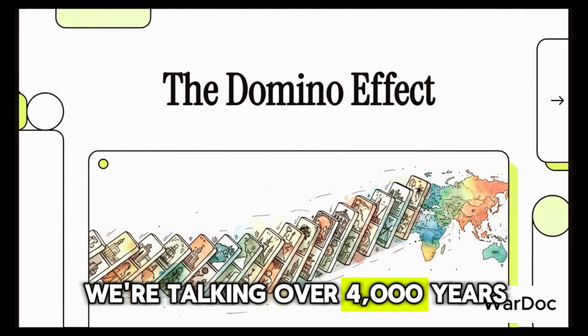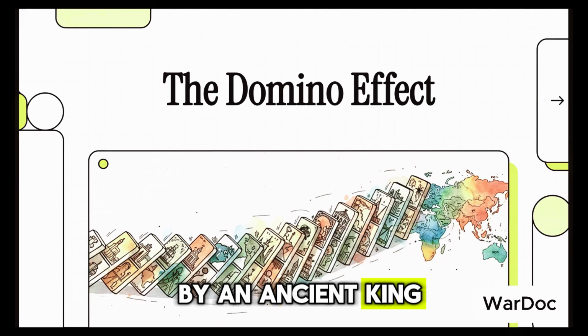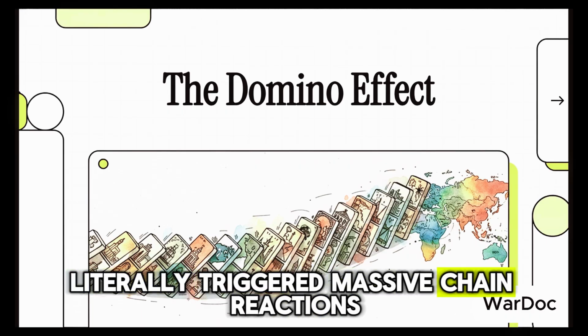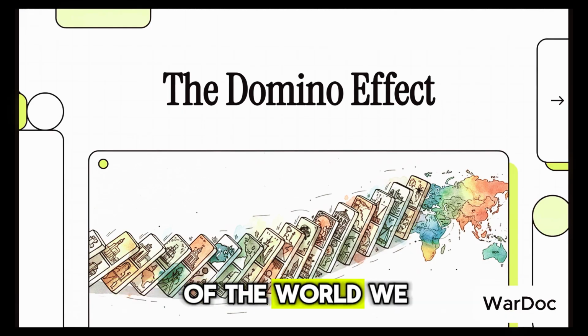We're talking over 4,000 years of interconnected history, where a choice made by an ancient king or a battle over some land in North America literally triggered massive chain reactions across the entire globe, eventually drawing the exact borders of the world we live in today.